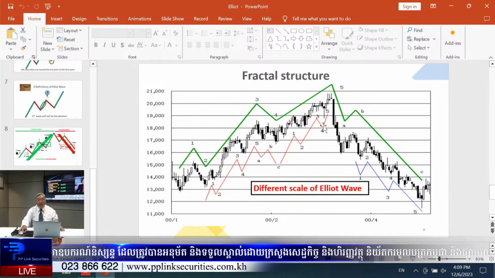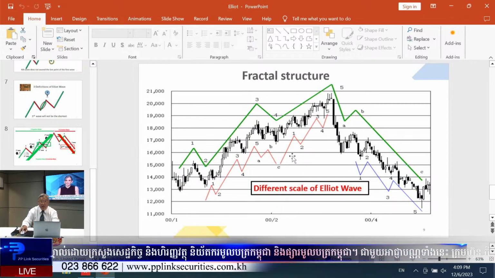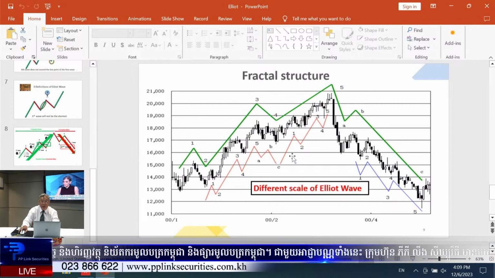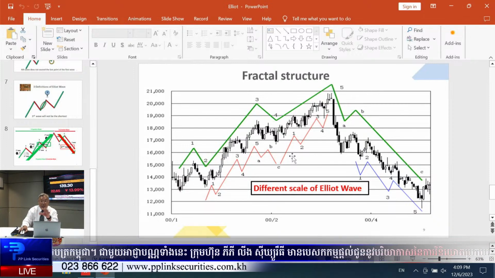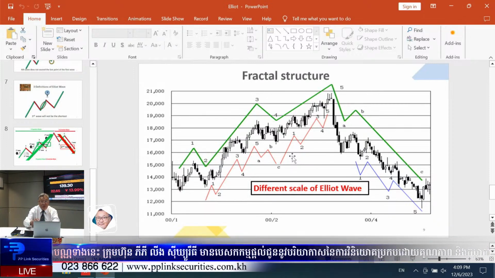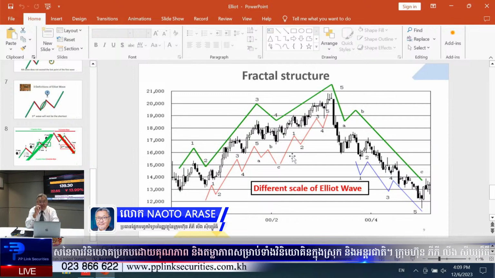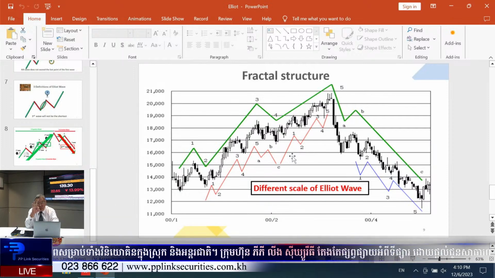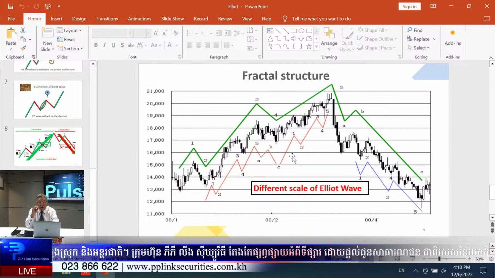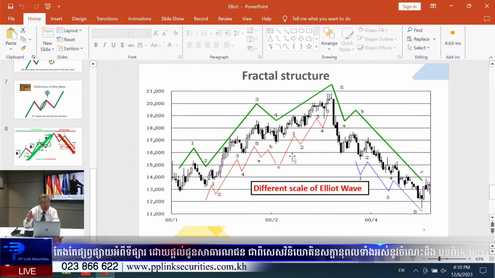Be careful, okay? Elliott wave can change according to the time frame you study, right? And sometimes it seems to be Elliott wave, but sometimes it will cheat you, okay? So don't be cheated by the Elliott wave. If you memorize those 3 definitions, you can easily judge whether this is the real pattern of the Elliott wave or not, okay?